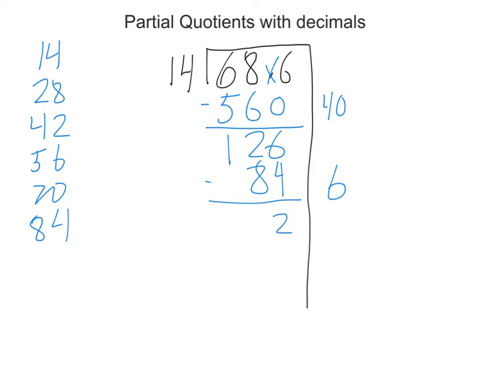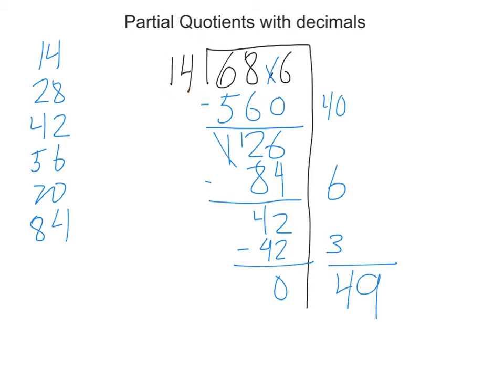I can do my subtraction. I'm left with 42, and I can see that 14 goes into 42 exactly 3 times, and I'm left with 0. So my answer to this problem, when I add it up, is going to be 40 plus 6 plus 3, which would be 49. Now, looking at our problem, I'm going to use a quick estimate.